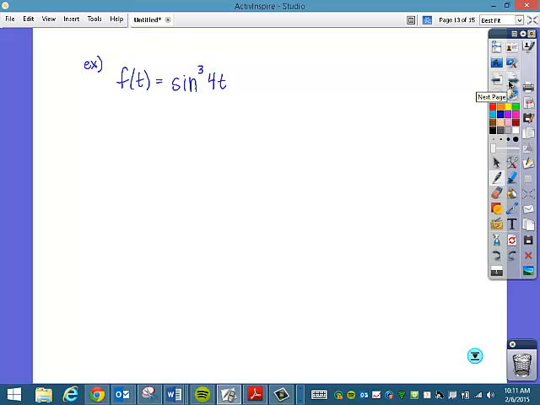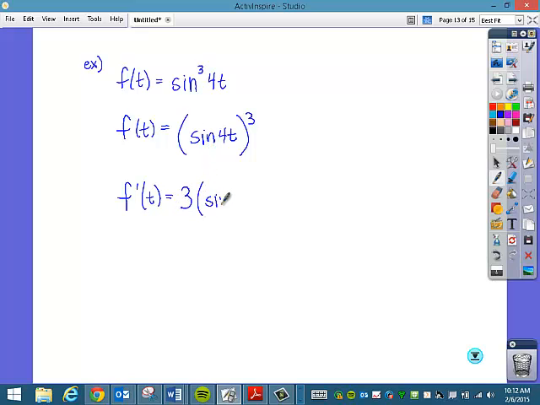Getting a little bit more complicated. F of t is equal to sine cubed of 4t. So first you want to rewrite this as sine of 4t, all of that cubed. So now I'm going to do the chain rule. I'm going to take my exponent, pull it out front, keep my insides the same, subtract 1 from my exponent to make it 2.